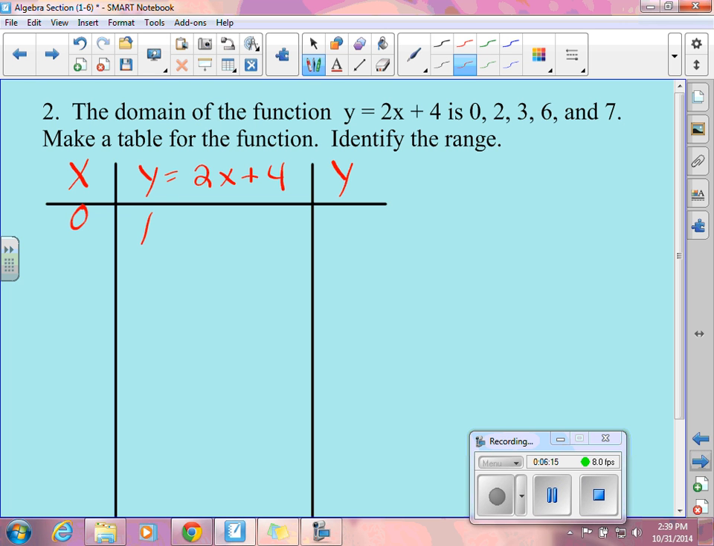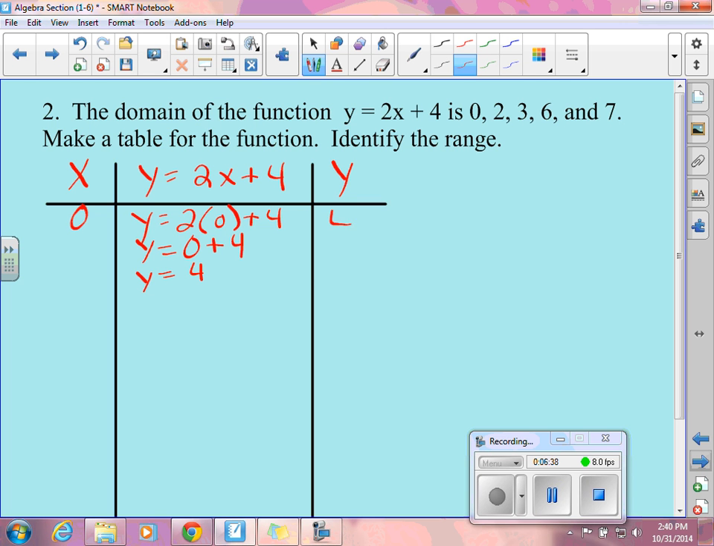Y equals, now this is really important. A lot of students want to skip these steps. I want you to show every step. I want you to show all your work. That's why I'm modeling what I want you to do here. So I end up with 0 plus 4, because 2 times 0 is 0, and y equals 4. And I put a 4 over in the y column. Right? Draw my line, put in a 2.